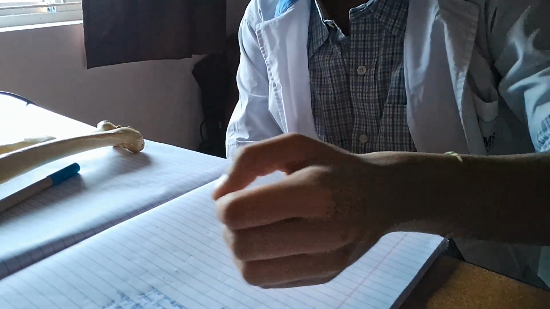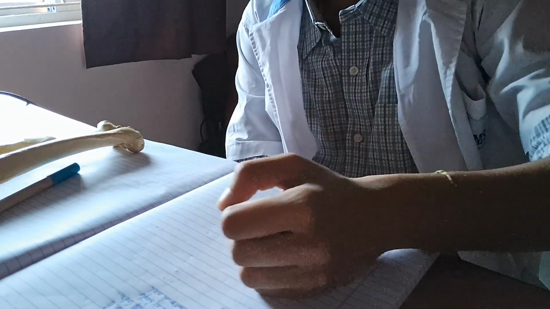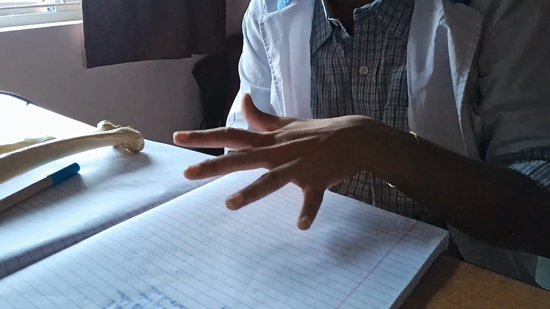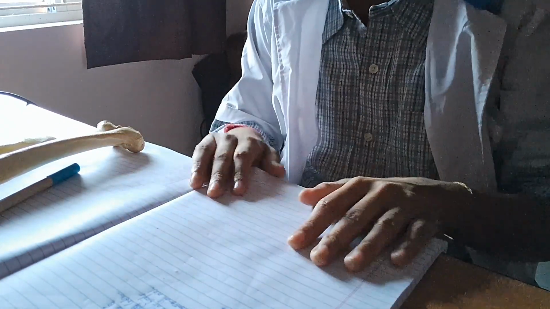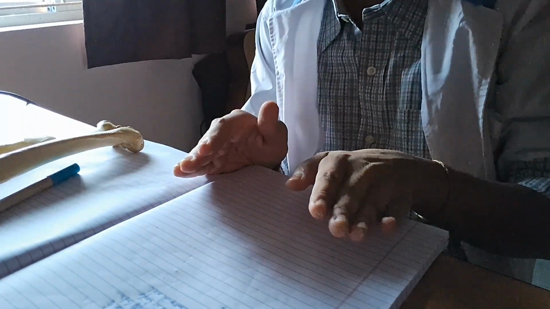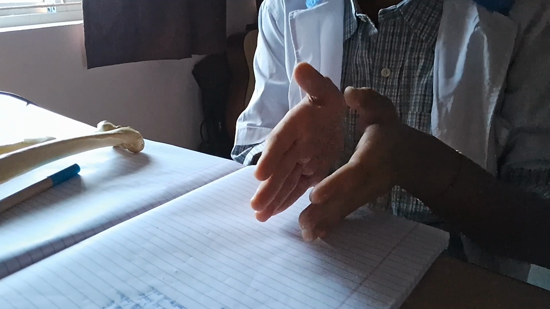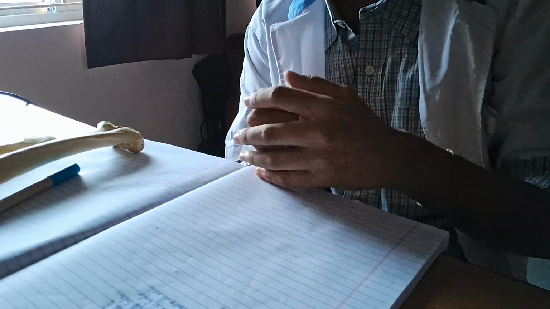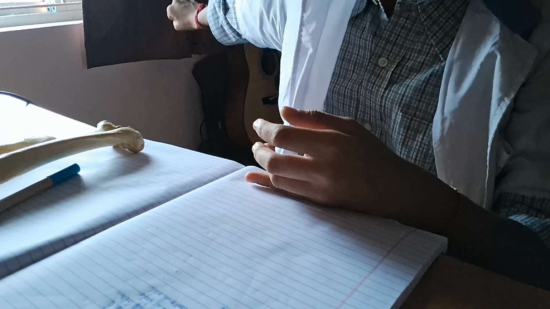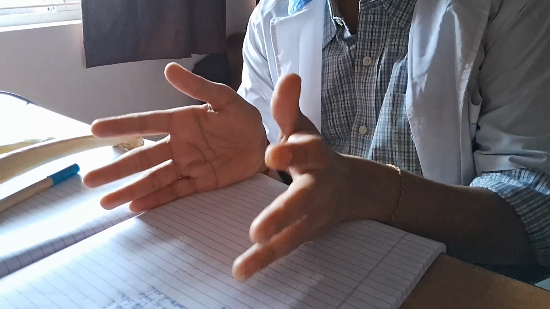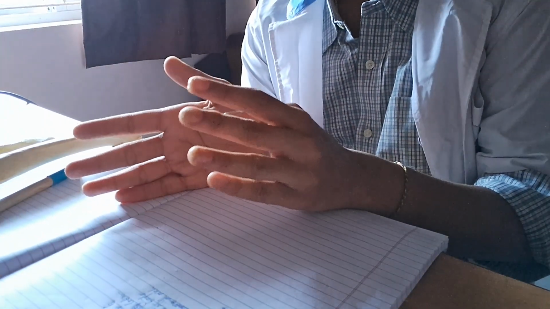I am not showing you all the movements now because I don't have enough display to show how the movements are occurring. But anyone having doubt regarding these movements, you can come to me and I'll explain it, right? This is abduction, this is adduction, flexion, extension. These are the movements of the shoulder joint.